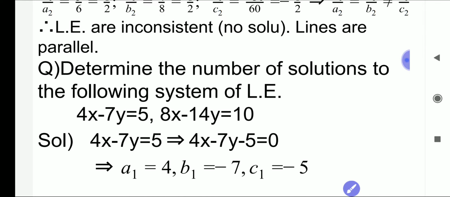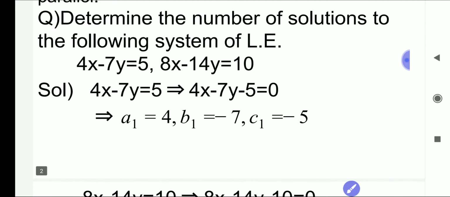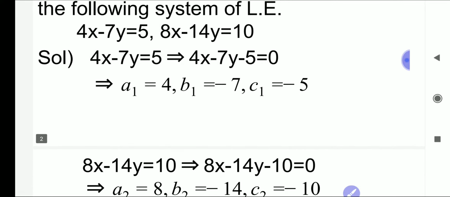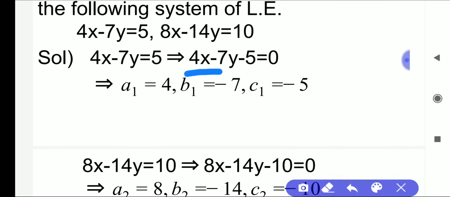Now let us go for another question. Determine the number of solutions to the following system of linear equations. The linear equations are given as 4x minus 7y is equal to 5. That implies 4x minus 7y minus 5 is equal to 0. By comparison with a1x plus b1y plus c1 is equal to 0, we get a1 is equal to 4, b1 is equal to minus 7, c1 is equal to minus 5.